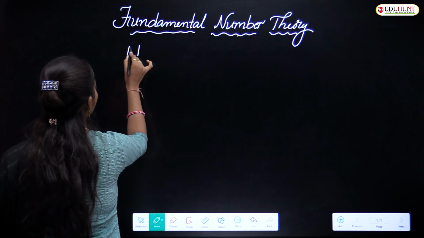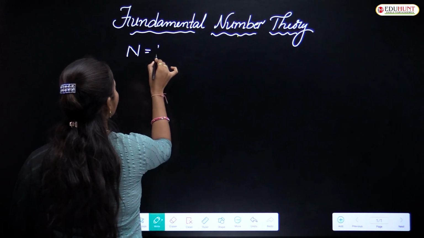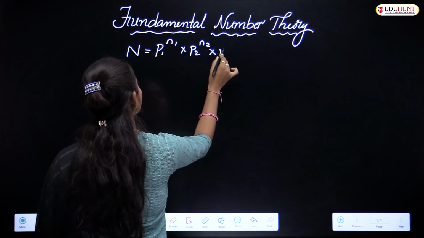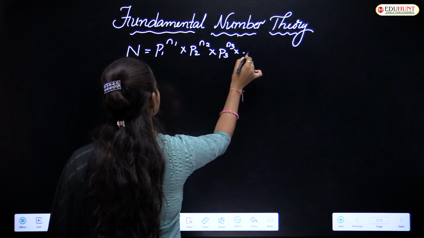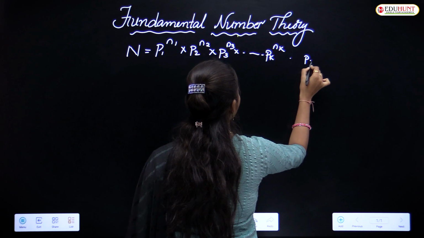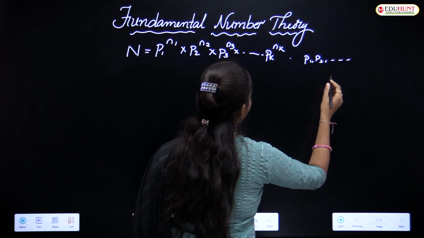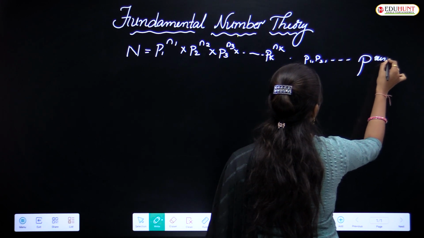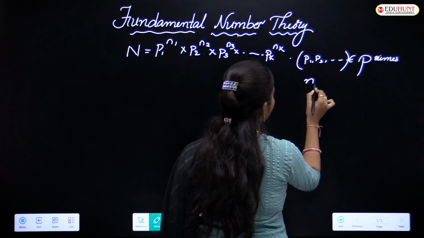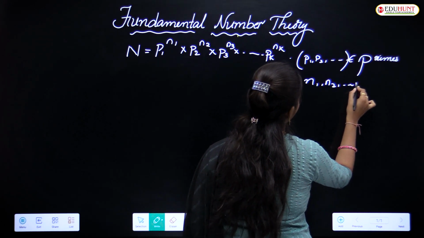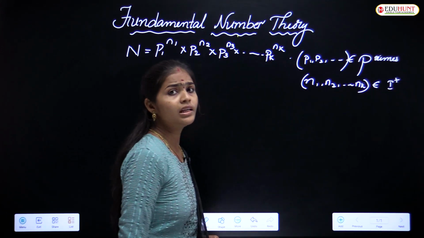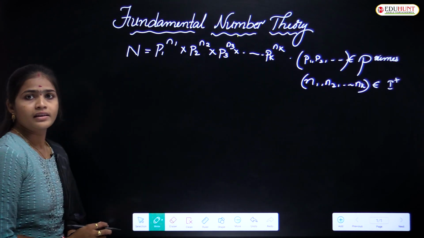Actually, what is the standard form of a number? N is equal to P1 power N1 into P2 power N2 into P3 power N3 and so on up to Pk power Nk, where P1, P2, P3 and so on are prime numbers, and N1, N2, N3 and so on up to Nk are positive integers.